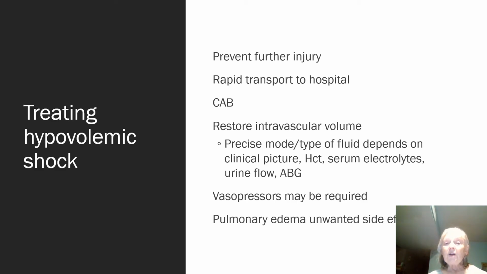So how are we going to treat all this? Find out what's going on. Stop it if you can. Do your CABs if you need to. Restore those volumes. It's going to depend on what you have, what kind of fluid. We're still debating what do we have for fluid at this particular point. We want to know what your hematocrit is because we need to know how much plasma you have really lost, okay? We're going to look at your serum electrolytes.